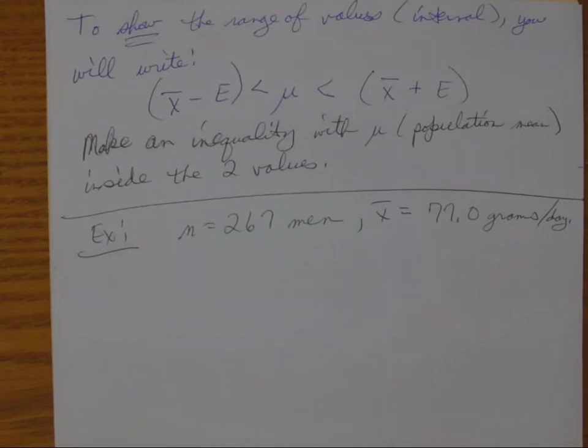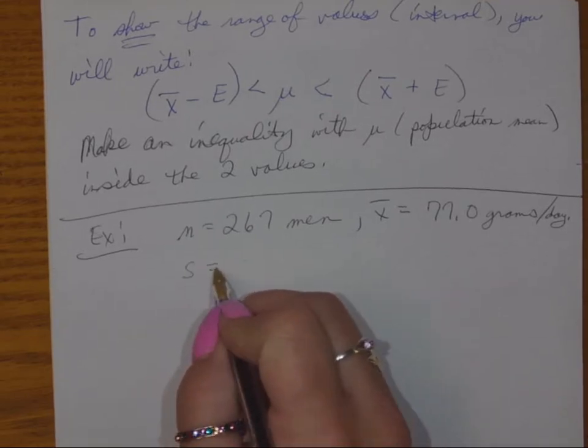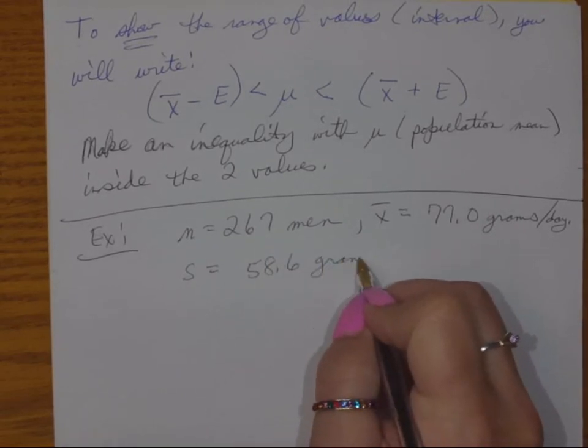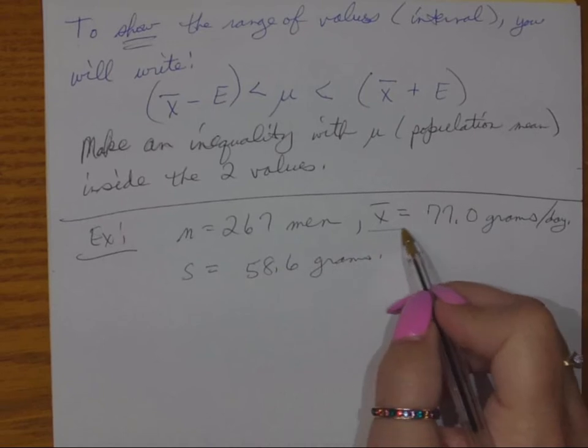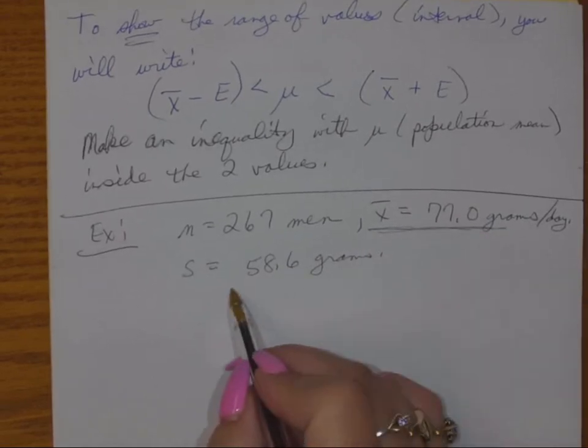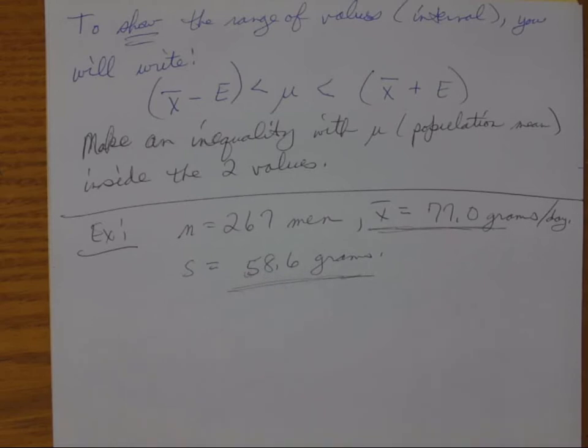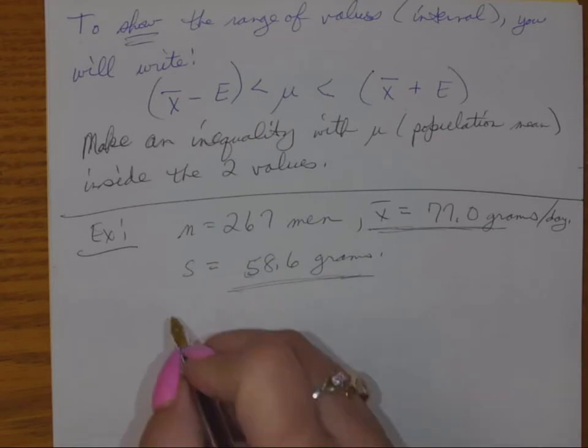Sample standard deviation of S equals 58.6 grams. So this is my average, but this is a pretty big standard deviation, right? So it's going to give me some pretty big numbers. And it says, find the margin of error for a 95% confidence interval.